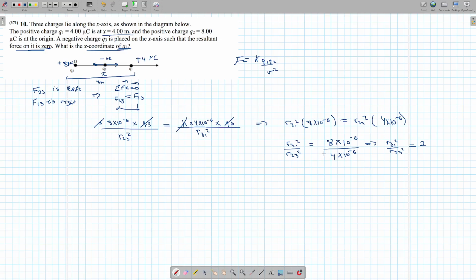So we can rewrite these in terms of x and 4 meters, right? So let's take a look at R from 3 till 1. From 3 till 1, isn't that the 4 meters minus what? No, wait. Yeah, sorry. R31 is 4 minus x, because this distance here, from here to here, it's x, right?